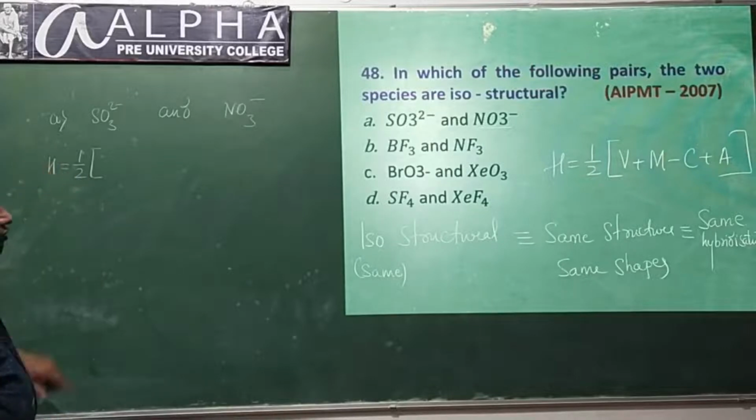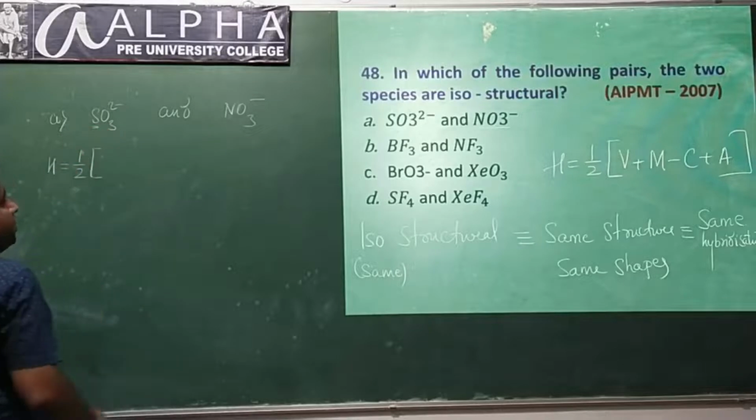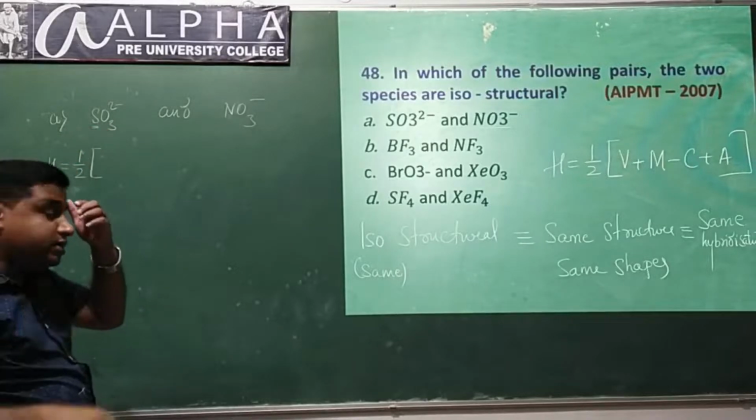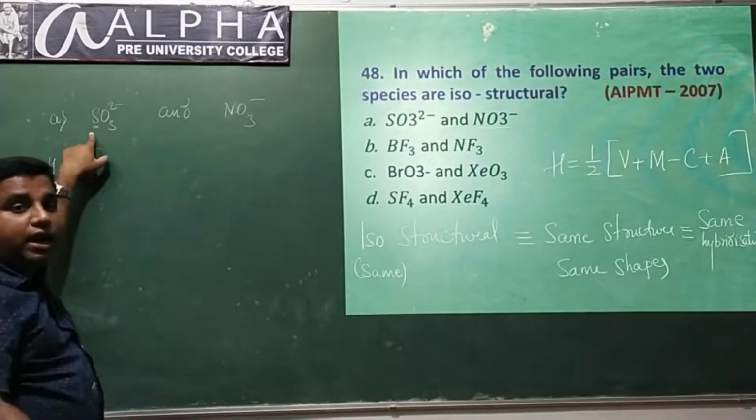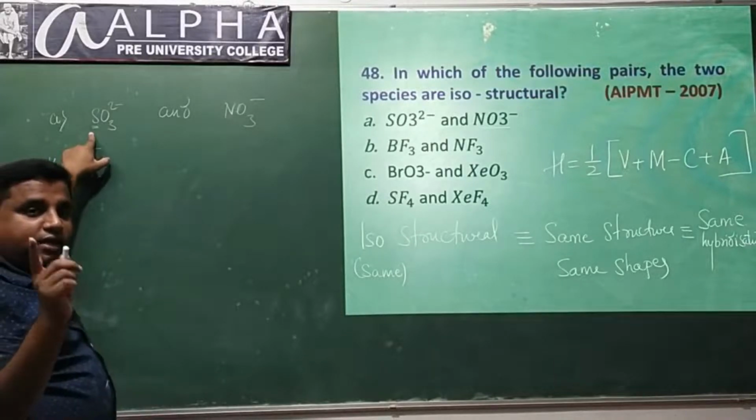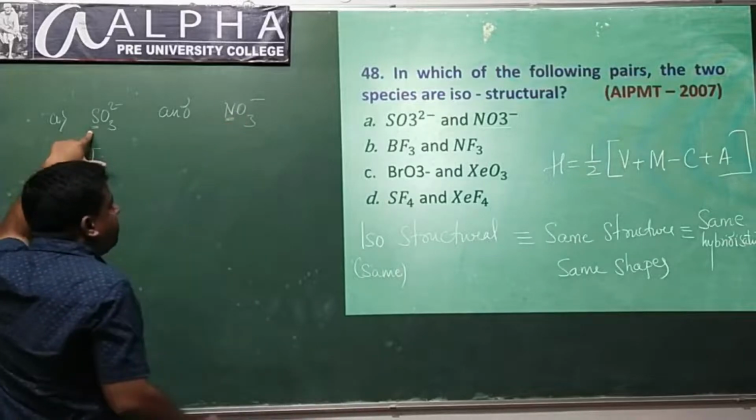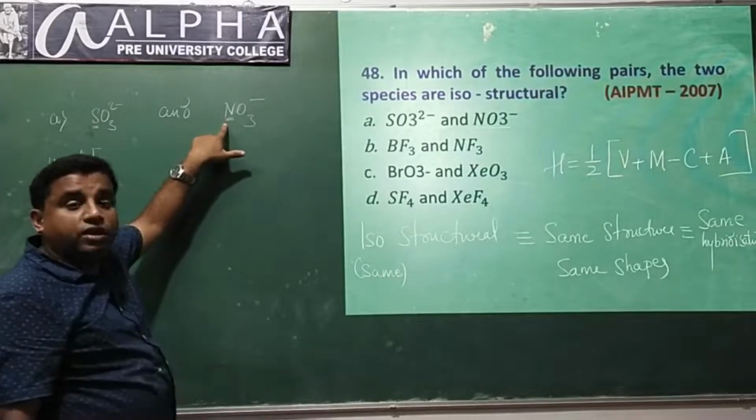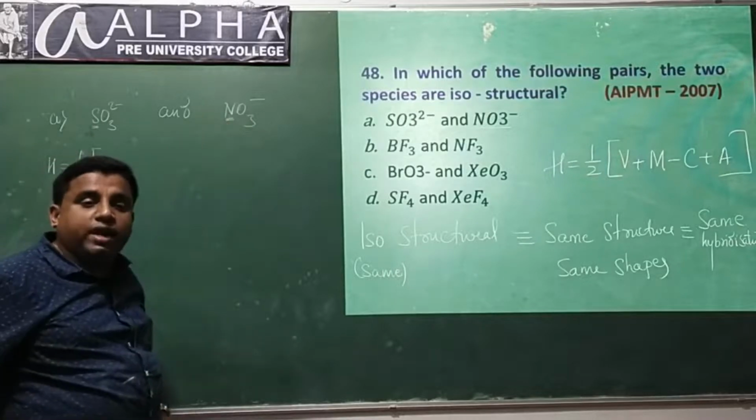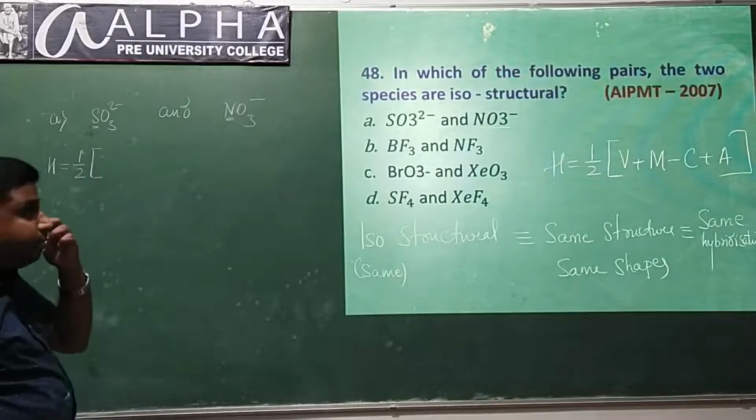H is equal to half of, sulfur is the central atom. Always I have told you, the less electronegative atom is the central atom. So we have to calculate the hybridization for the central atom. Here sulfur is the central atom, here nitrogen is the central atom. Oxygen is more electronegative than sulfur, and oxygen is more electronegative than nitrogen. So please take the less electronegative atom as the central atom.